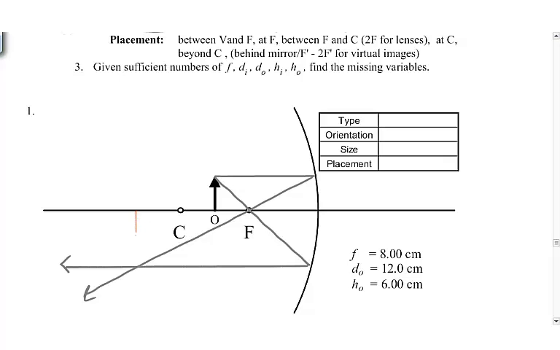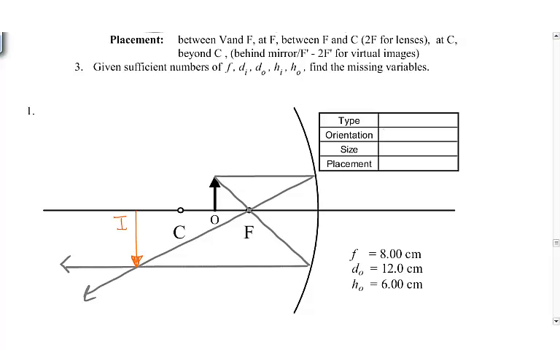With your ruler, line straight down, and you're going to form the tip of the arrow at that location. Remember, the lines left the tip of the arrow of the object, so they must be coming together at the tip of the image. So we label that with a capital I.